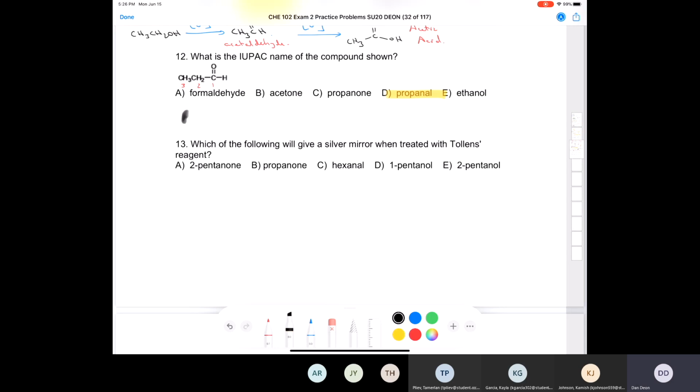Could anybody tell me the common name of this molecule? It'll take you longer to type it out. So what's the common name of this? Okay, this is the kind of thing you need to know. It's propionaldehyde. All right, so you have to know the common names of formaldehyde, acetaldehyde, propionaldehyde, butyraldehyde, and valeraldehyde.